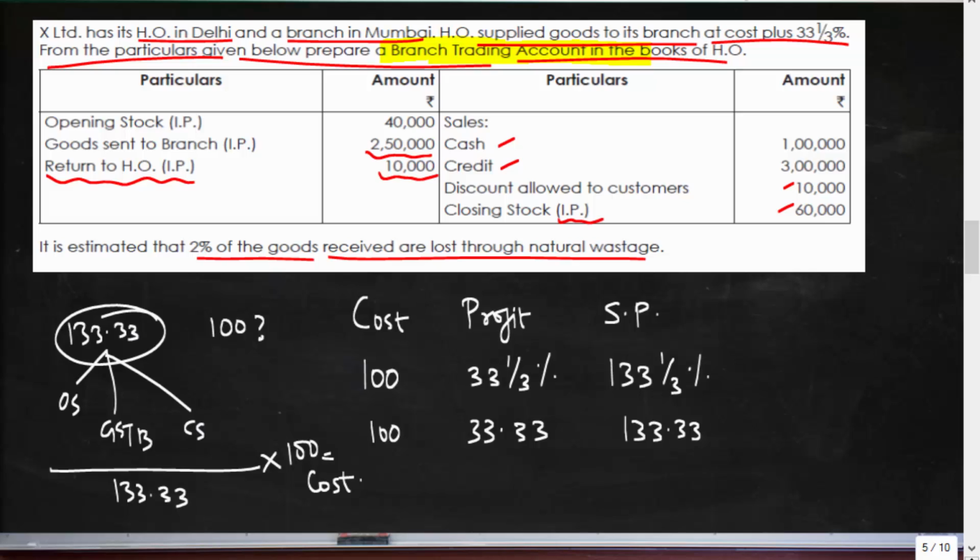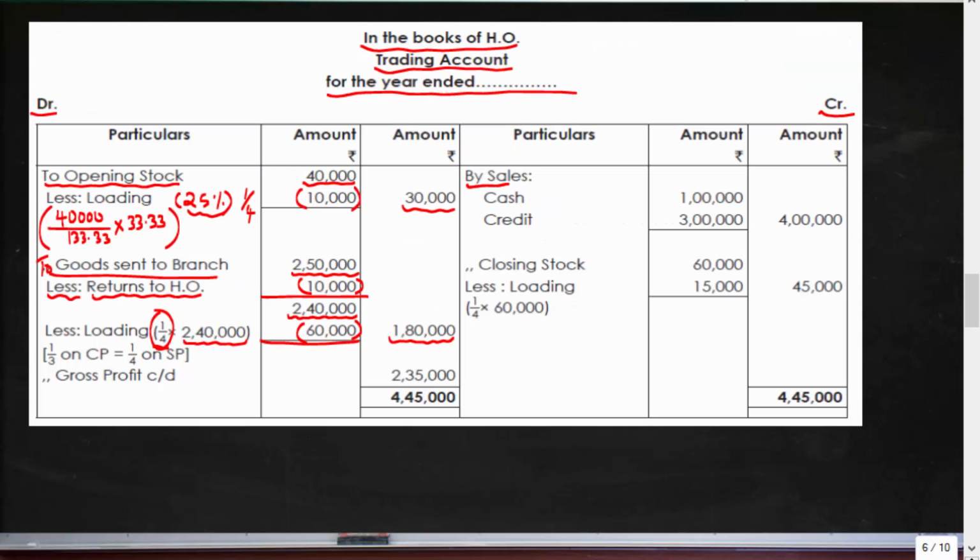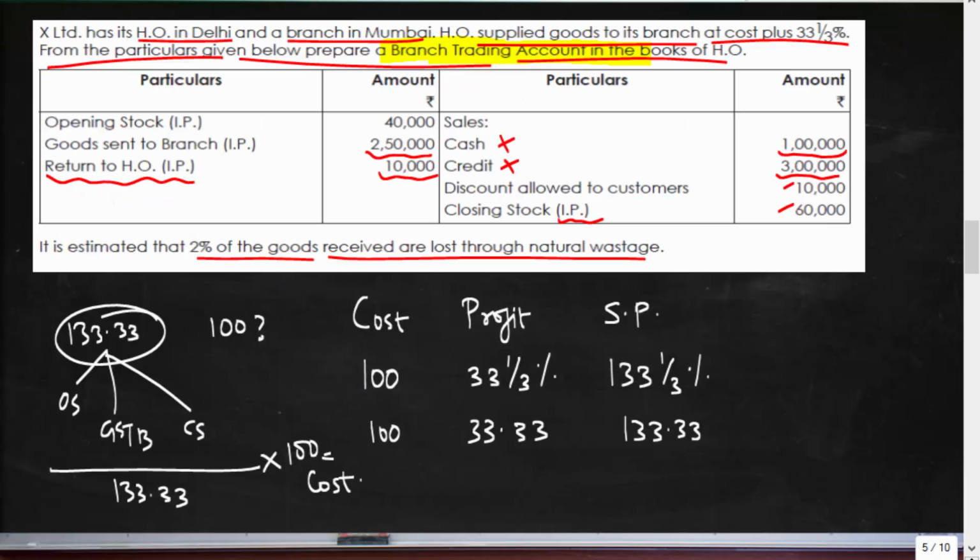Next item we have is sales. We have cash sales and credit sales, 1 lakh and 3 lakh. So by sales, cash it is 1 lakh, credit it is 3 lakh, so the total is 4 lakhs. Then we have discount allowed to customers. This is an item which will not find place in the trading account. It will find place only in P&L. So this will not appear in the trading account.